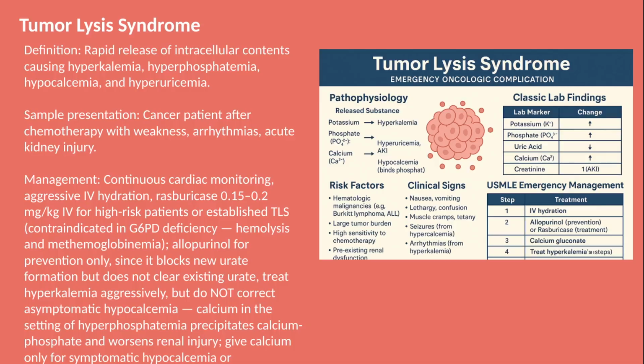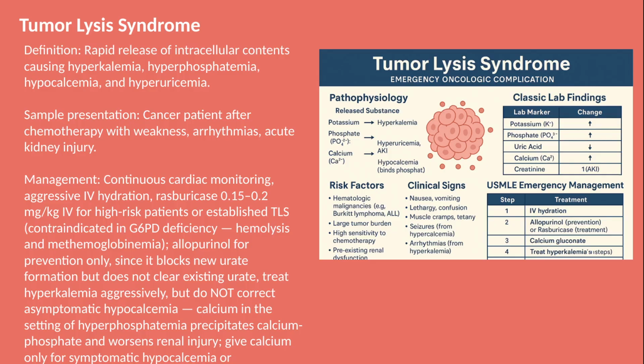Tumor lysis syndrome is the mass death of malignant cells, dumping their contents into the bloodstream, producing hyperkalemia, hyperphosphatemia, hyperuricemia, and consequent hypocalcemia. It classically follows chemotherapy in a bulky, chemosensitive tumor, but it can occur spontaneously in aggressive leukemias and lymphomas. The patient presents with weakness, cramps, arrhythmias, and acute kidney injury. Put them on continuous cardiac monitoring immediately because hyperkalemia is what kills first.